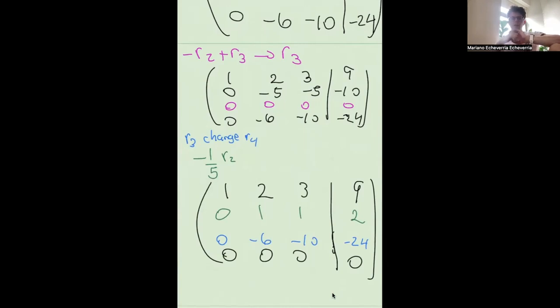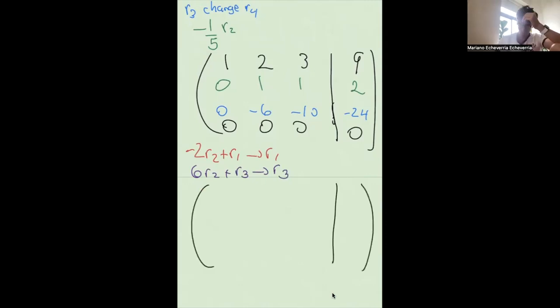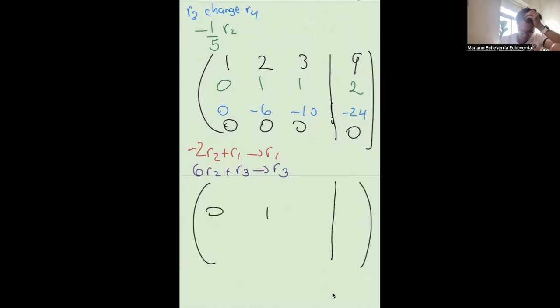And once you get there, then you can use this one to put zeros again. So let's just do that here. To put a 0 here, you can do -2 row 2 plus row 1 into row 1. And then you can put 6 row 2 plus row 3 into row 3. So row 2 is the one I'm going to use for all of this.